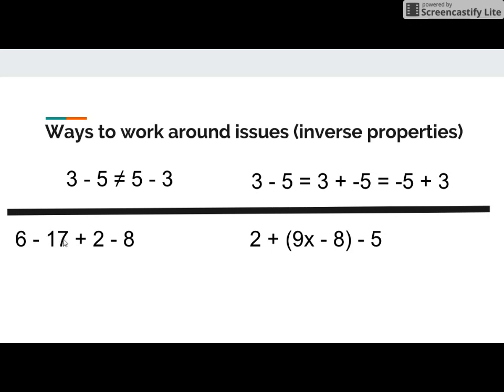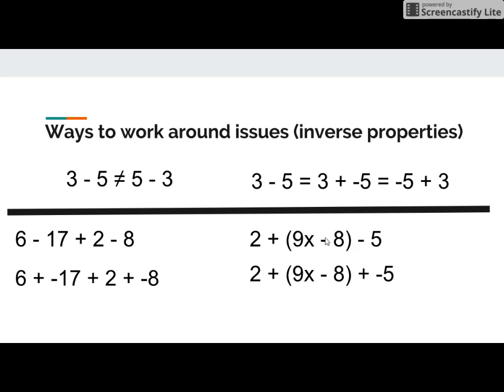If we have 6 minus 17 plus 2 minus 8, and for some reason or another we needed to flip some of these around, we could change it to 6 plus negative 17 plus 2 plus negative 8. Once all those are changed to addition, then we have free reign. We can use that commutative property. We can flip-flop any of these around, in any order we want, and get the same result.